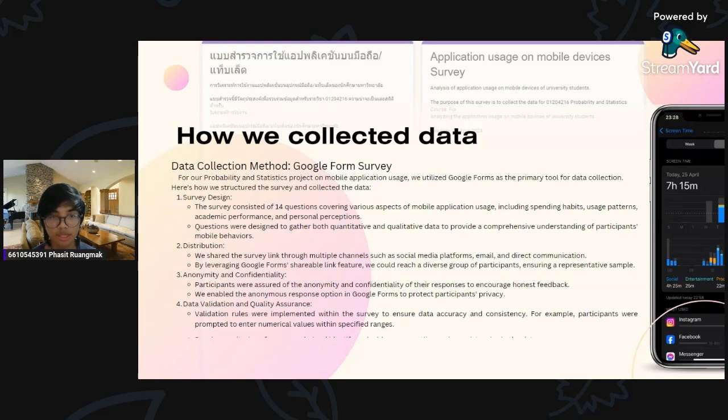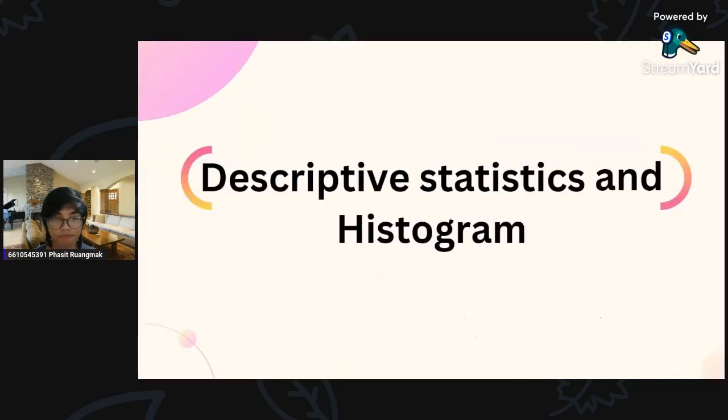Anonymity and confidentiality. The participants were assured of the anonymity and confidentiality of their responses to encourage honest feedback. We enabled the anonymous response option in Google Forms to protect the participants' privacy. Next, our data validation and quality assurance. Validation rules were implemented within the survey to ensure data accuracy and consistency.